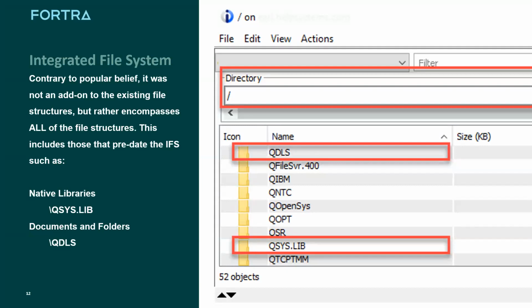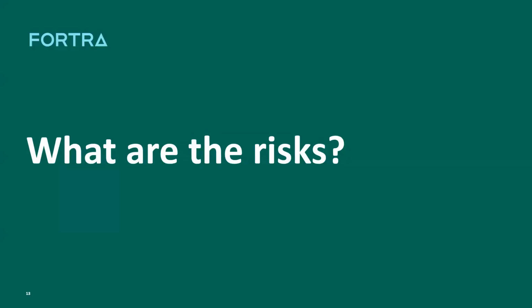Now, when we look at the integrated file system, there's been a long-standing misperception that it was an add-on, an extra. But it does encompass all of the file structures of the system, even those that predate the IFS. Prior to 1994, you've got QDLS, your system library, your system native objects and libraries under QSYS.LIB. They are all part of the IFS. It's just that this is over the top of it, and it is not a removable part of the system. It is the system. So we have to take it seriously. This is where the security agenda and the security initiatives that you should be addressing come into play. So let's talk about the risks.